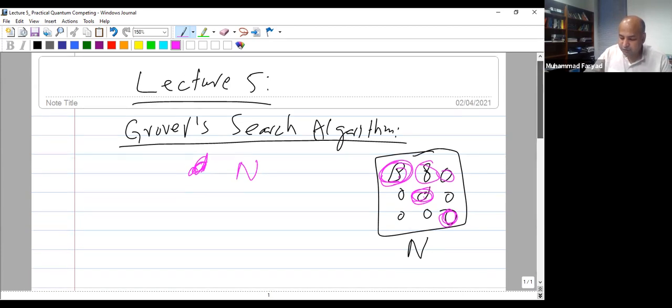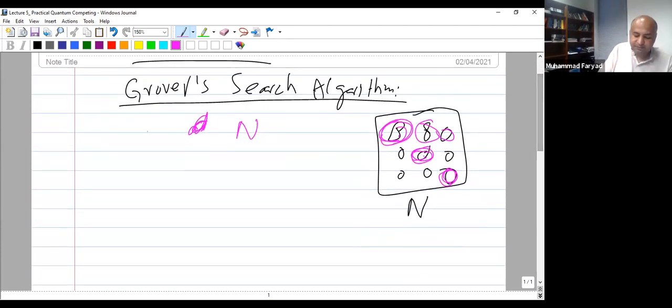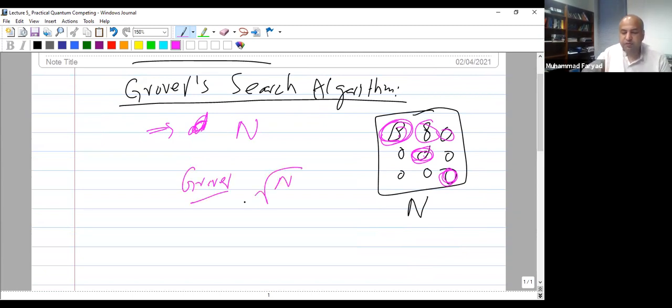And we will see that quantum mechanically, using Grover's algorithm, we will be able to find an entry that we are looking for in only square root of n operations. If this is a database containing, let's say, a million items, like 10^6, classically you will need 10^6 searches of this database, but quantum mechanically, you will only need 1,000 searches.